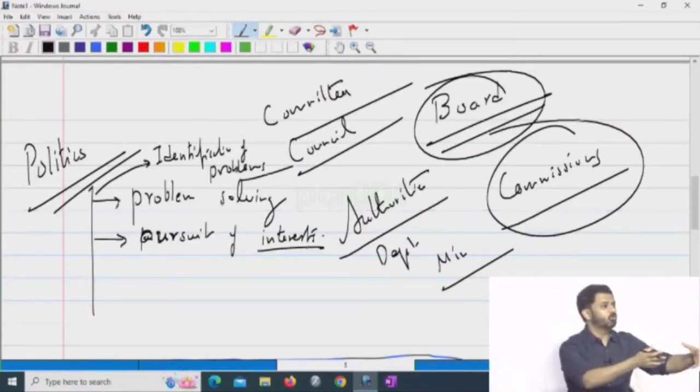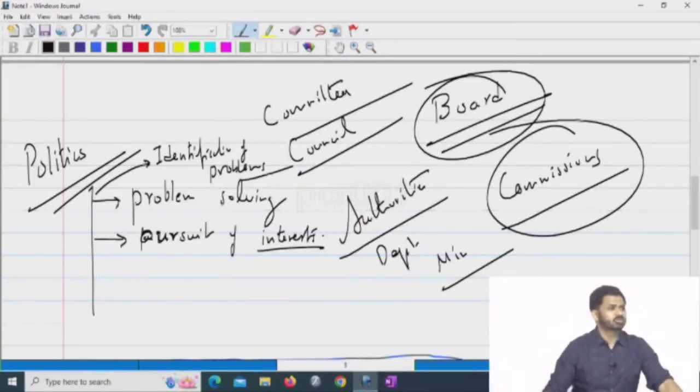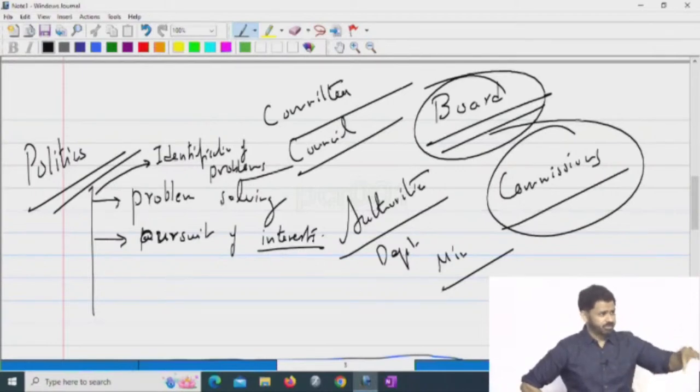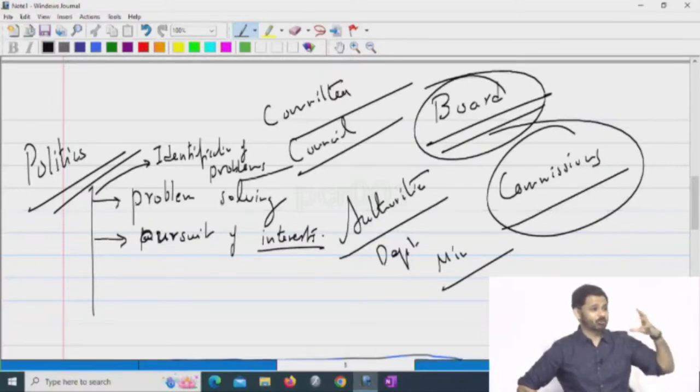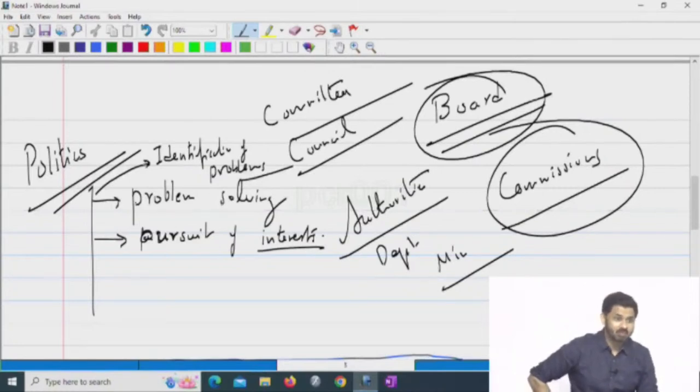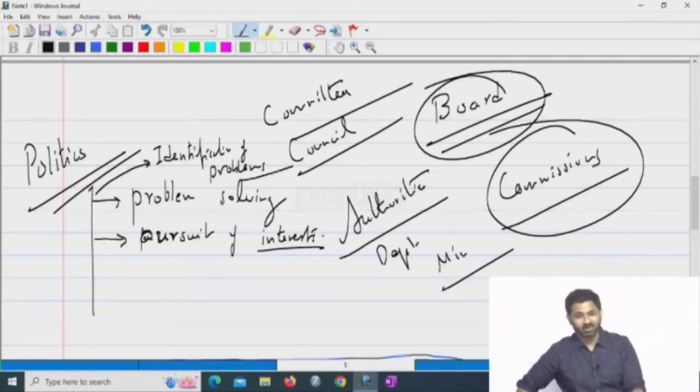Pursuit means you carry forward the interest. Whose interest? Of any group. And you see, there are political parties also which are fighting for different types of interest. Some political parties, like left parties, will focus more on whose interest? The interest of the labor, working class people. BJP as a party is focusing upon whose interest more? Business class, capitalist class, trader class. Congress as a party is focusing upon whose interest? On everyone's interest. So basically, it used to be seen as an umbrella organization. I mean, that's a different story altogether.